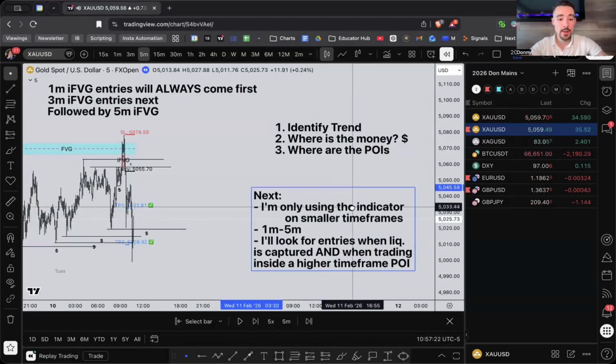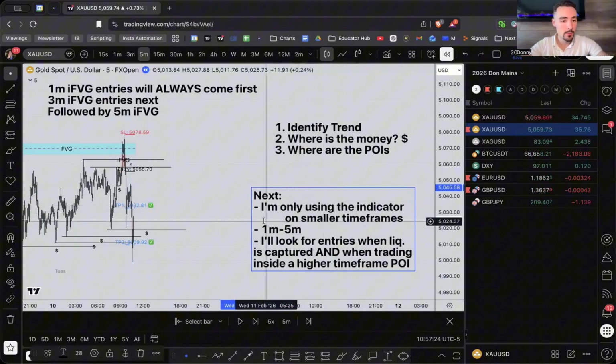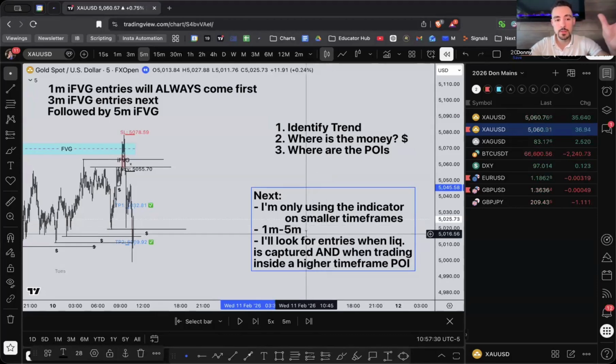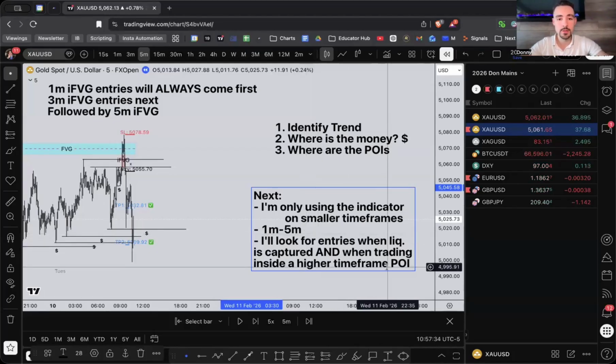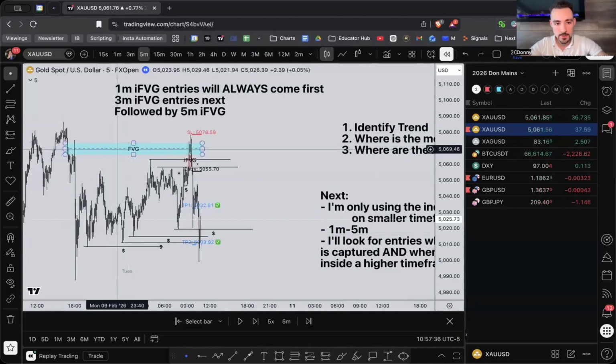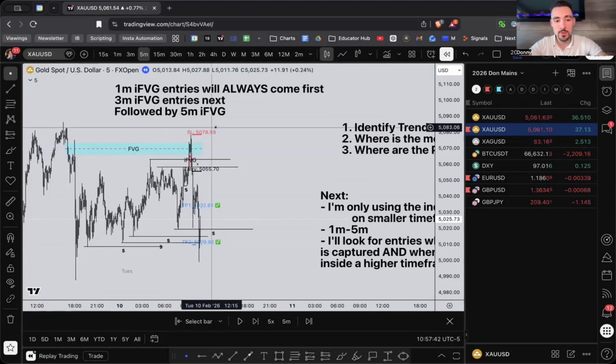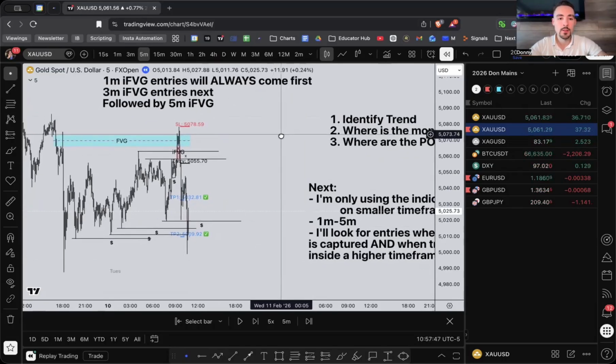Okay. Next, I'm using the indicator on the 1 minute, 3 minute, 5 minute, the smaller time frames. And I'll only actually look at the indicator once we've seen some form of a liquidity capture or we're trading inside of a higher time frame point of interest. In this instance, we had both. We had liquidity capture and we're trading inside this point of interest. And we ended up sweeping this high as well when the actual inversion ended up being an absolute banger.